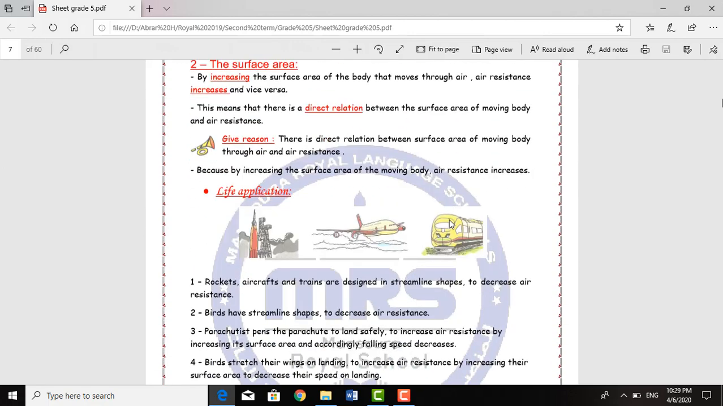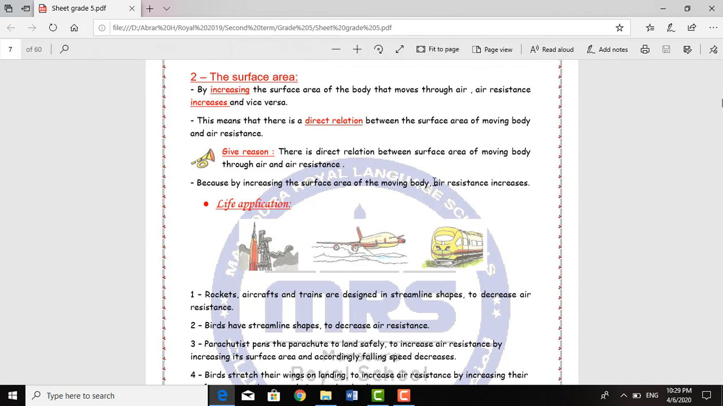The second factor that affects the friction force is the surface area. What is the meaning of surface area? We talked previously about the friction between solid objects, and we said that the surface area has a direct relation with the friction force. And air resistance is a type of friction, so there is a direct relation between the surface area and the air resistance, which means that by increasing the surface area of the body that moves through air, the air resistance increases, and vice versa. Vice versa means that by decreasing the surface area of the body that moves through air, the air resistance decreases.